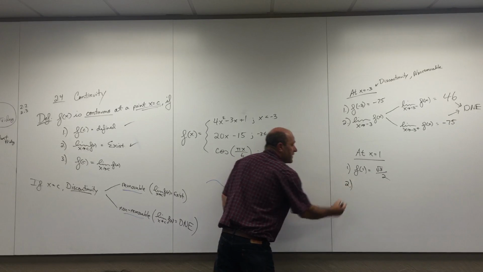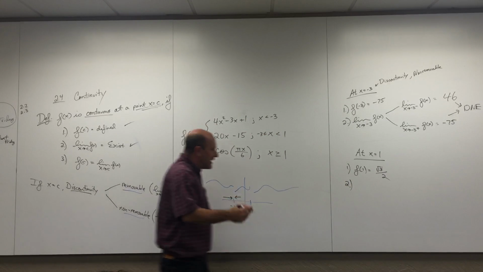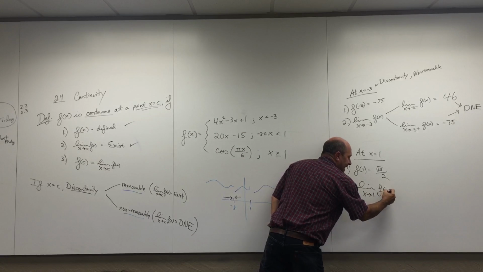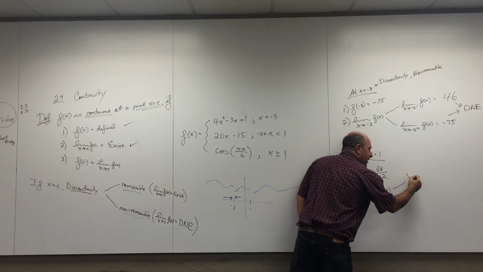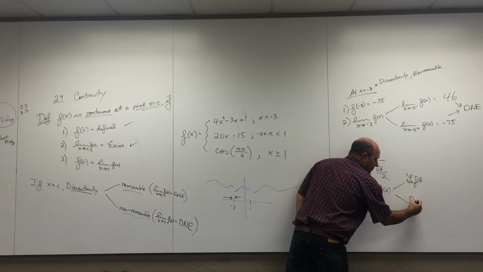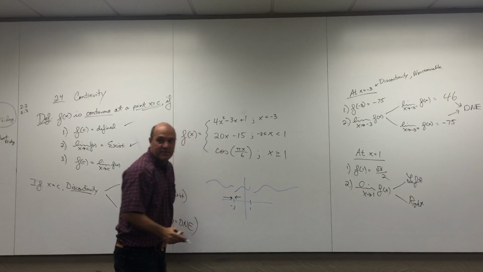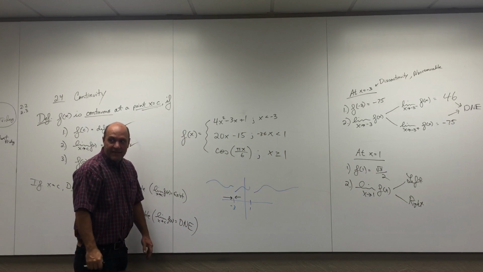What about number 2? Oh, I've got to do the limit. I've got to do the limit as x approaches 1. You know what that really means. I've got to check out the left, and I've got to check out the right. A little sloppy notation there, but you know what I mean, right? I'm checking out the left and the right.